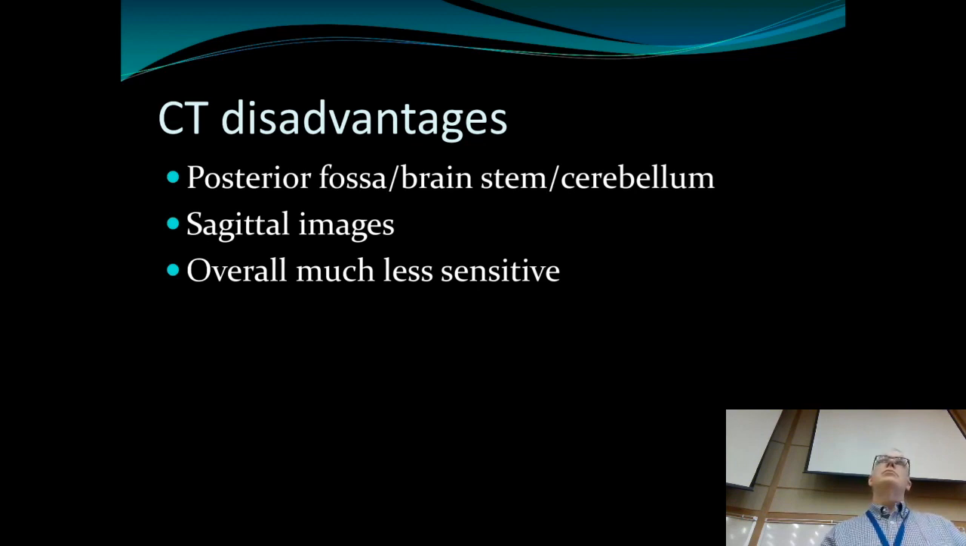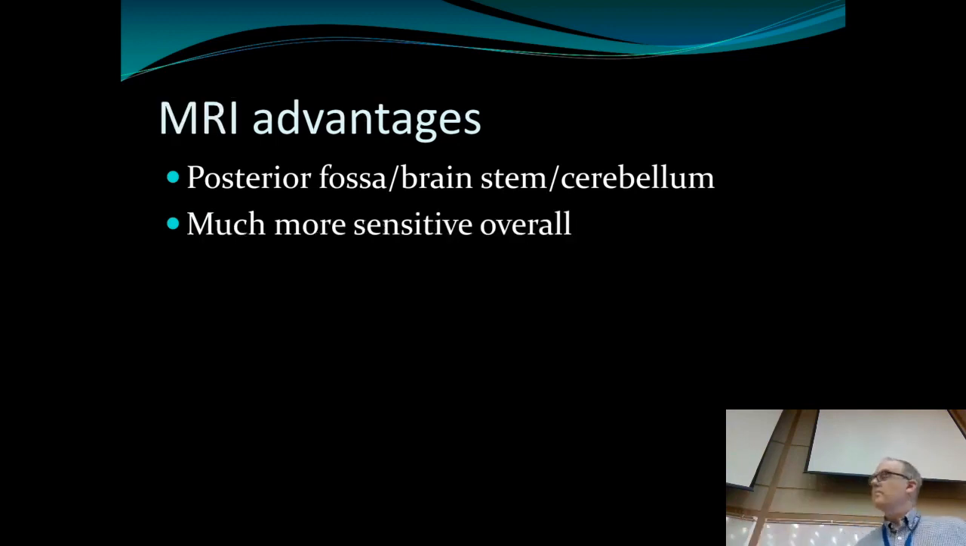So for neurologists, I would say when we get a scan, it's almost always an MRI scan. We'd rather get the better scan, with the exception of head trauma, acute hemorrhage, a few indications where CT is more helpful. So MRI advantage is kind of the opposite of CT. If you're looking for something in the posterior fossa, you need to do an MRI scan. Much, much more sensitive for just about anything you'd want to look for.